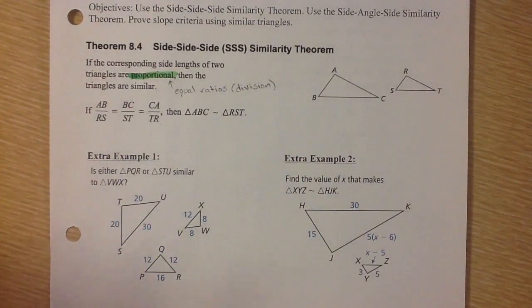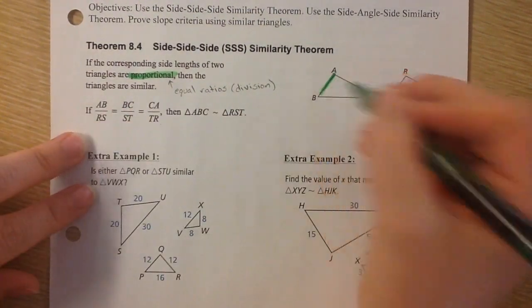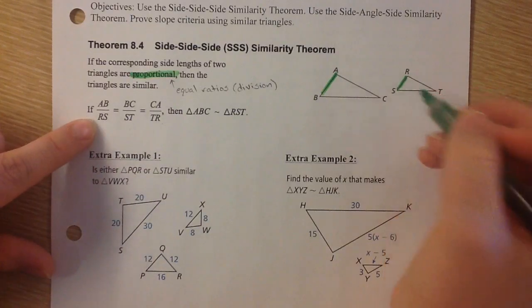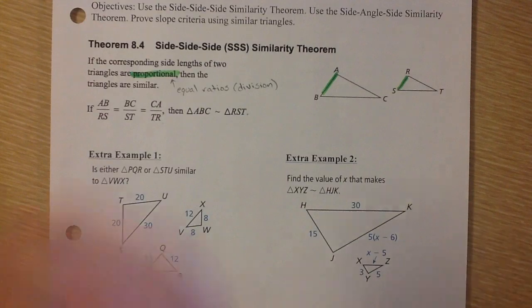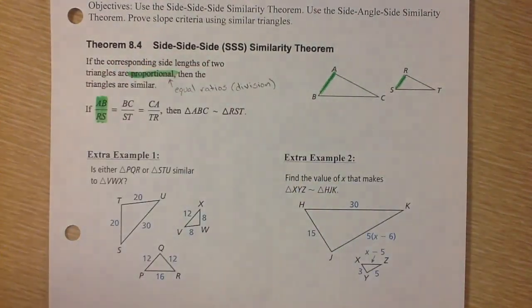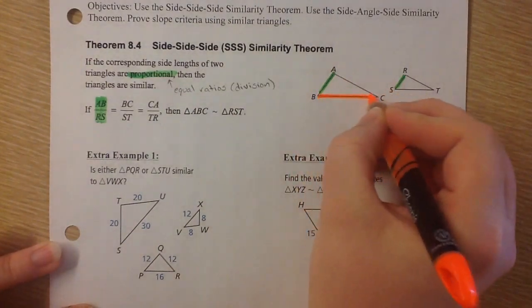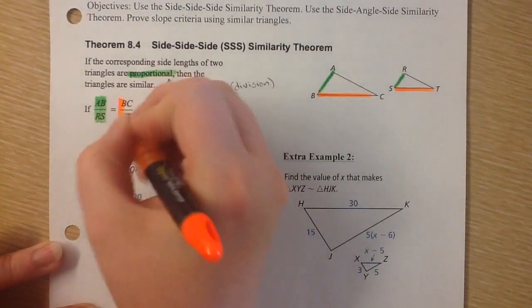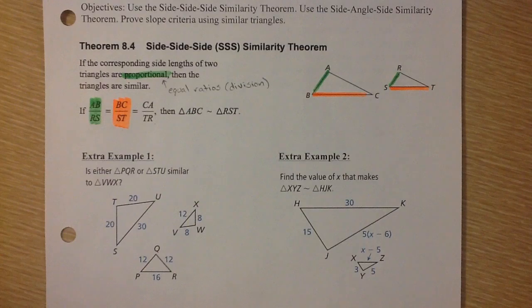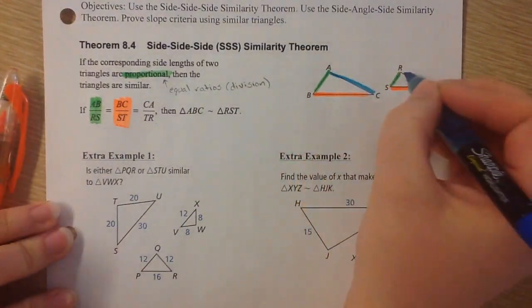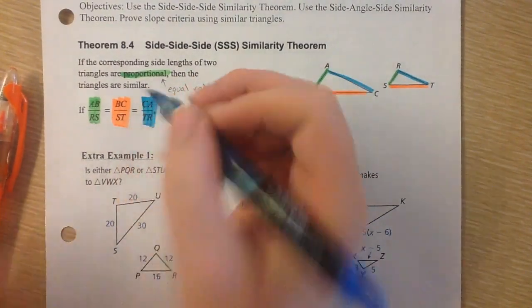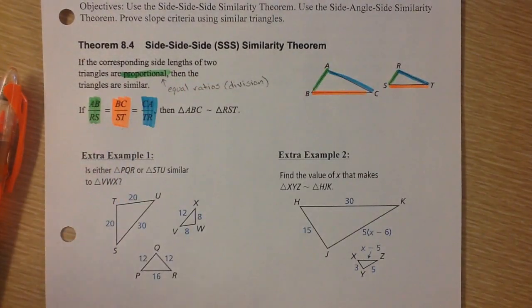So if I can prove that, again, AB over RS, because those are corresponding sides, is the same as BC over ST, and that is the same as CA over TR, then the two triangles are similar. So you need to prove all three sides.